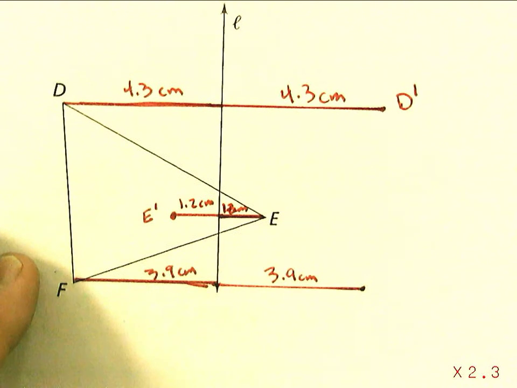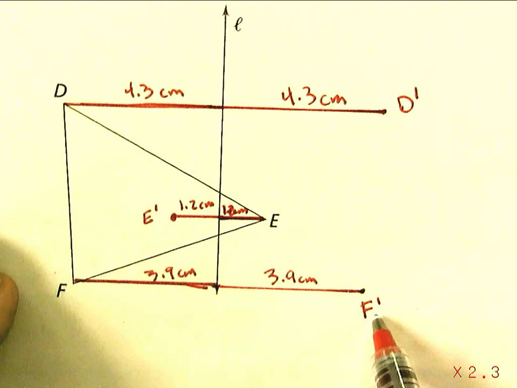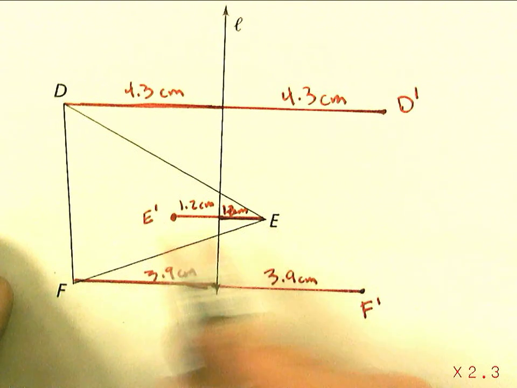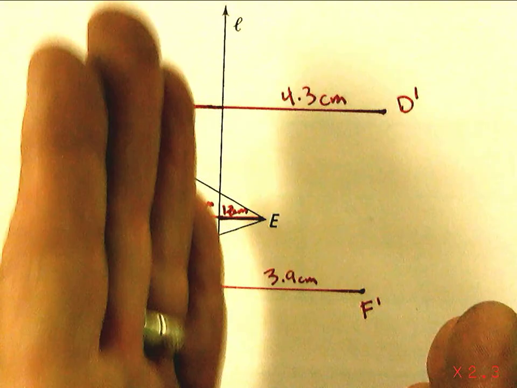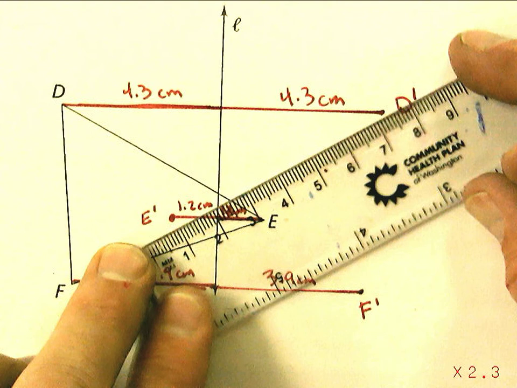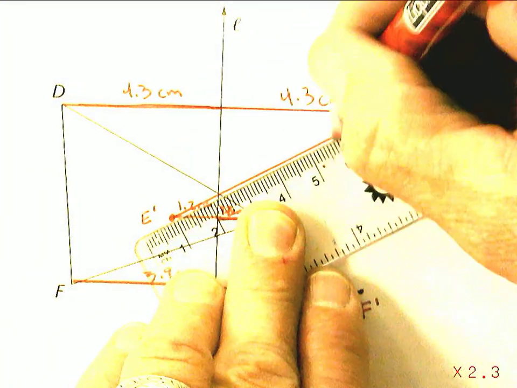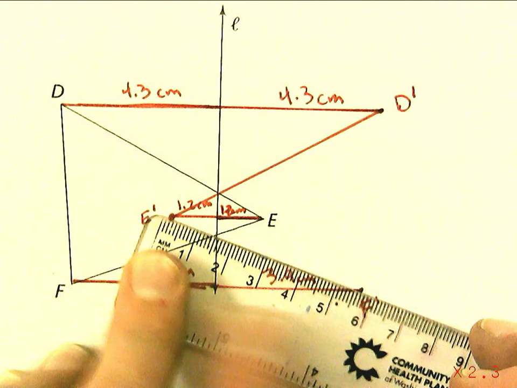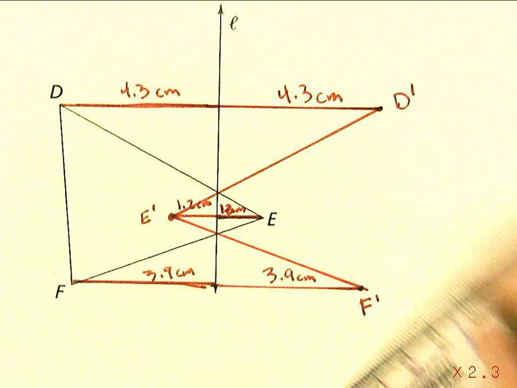So every one of my original spots is lined up with the prime, the new spot. These two are flipped because it's flipped around the line. In a sense, it's almost like it's on a stick and it's rotated around the stick, like you spin it. And now I can connect the new points with each other and make hopefully a reflected triangle.